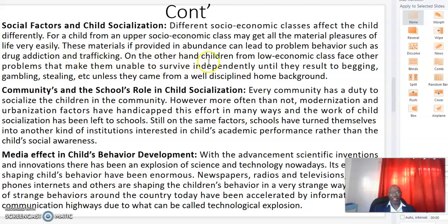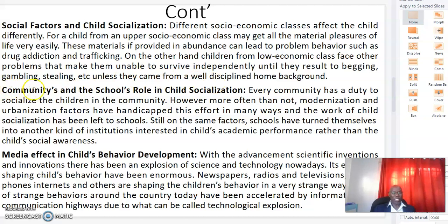On the other hand, children from low economic class face other problems that make them unable to survive independently until they resort to begging, gambling, stealing, etc., unless they come from a well-disciplined home background.